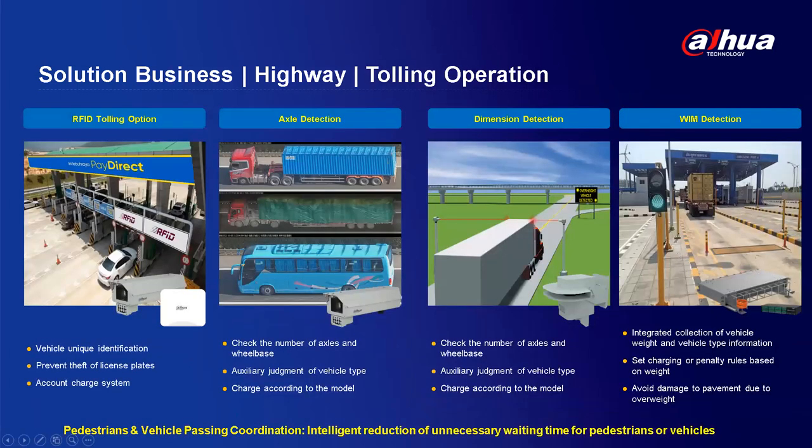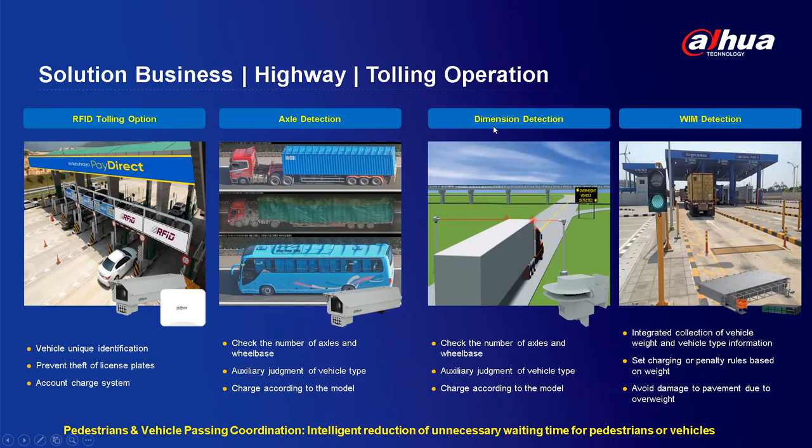Then at the highway, we have tolling operation. So when vehicles are coming in, we do the identification. Of course, we prevent theft of license plates, and there's an integrated account charge system. Then we monitor the vehicles. Like here, we check the number of axles and wheels. We check the vehicle type and try to decide, is this a truck, is this a bus, and all that. We charge according to the vehicle model.